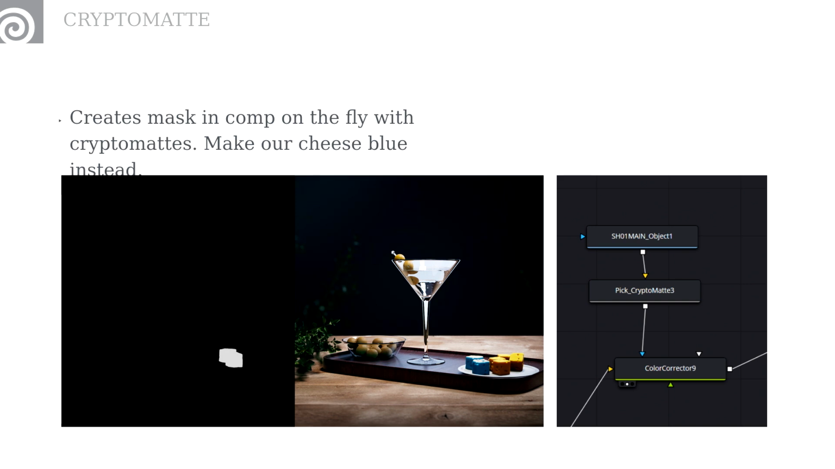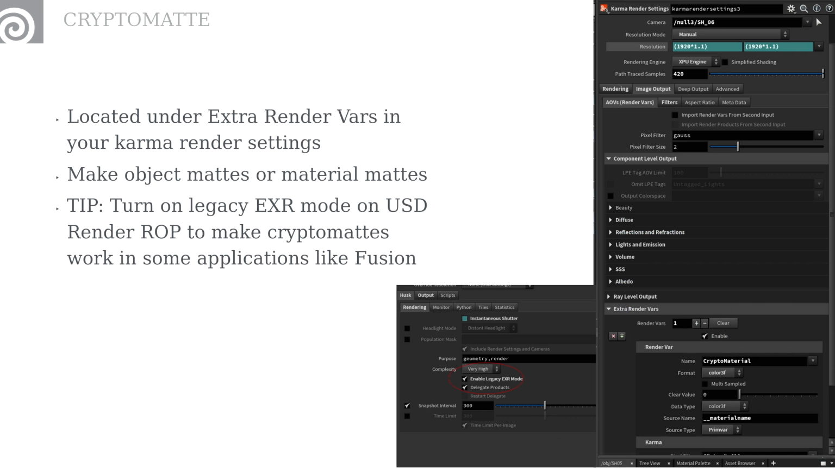This was already working in CPU, and what you would do before is an XPU render, and then a separate CPU render with your cryptomats enabled. But now you can just do it in one go, and this is a lot easier to set up.